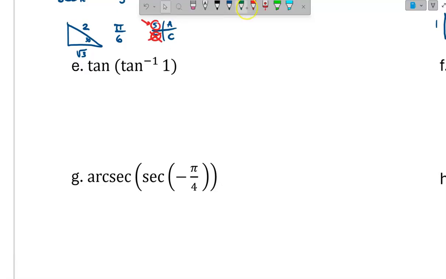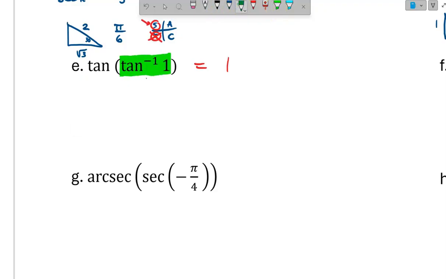Because a lot of students will look at a problem like letter E, see the tangent and the inverse tangent and say, oh, they cancel each other out and the answer is 1. Here's where we need to be careful. Sometimes this is true and sometimes this is false. Let's talk about why. So let's go ahead and actually do this brute force.